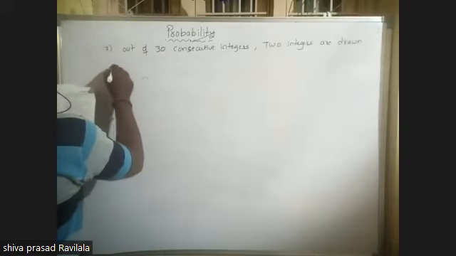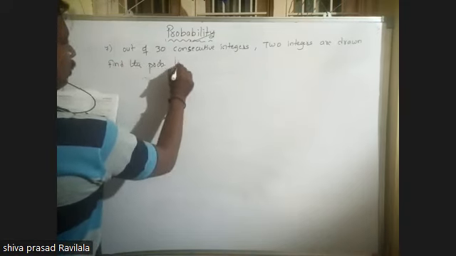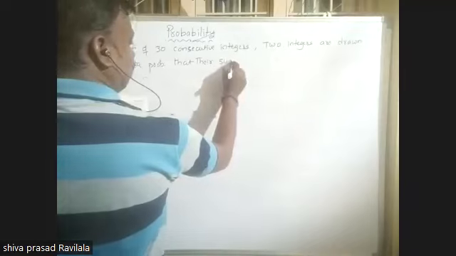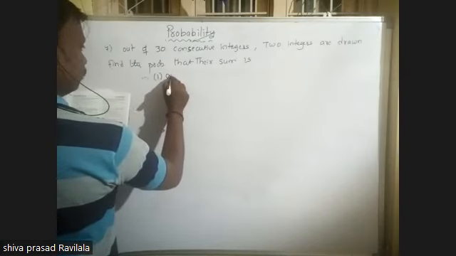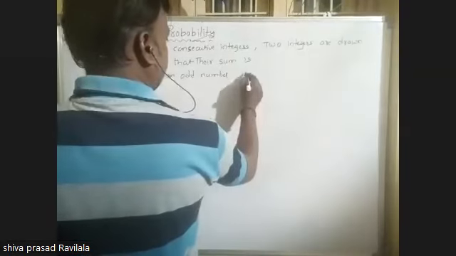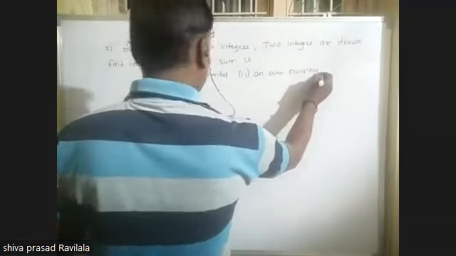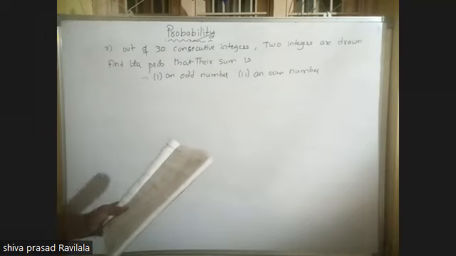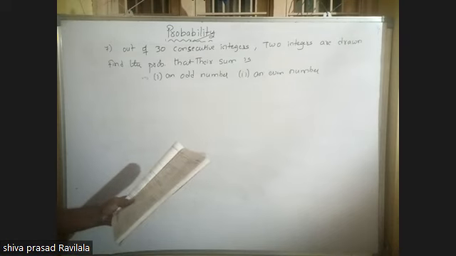Find the probability that their sum is, what is the first one? Sum will become an odd number, and second one, an even number. Out of 30 consecutive integers, 2 integers are drawn at random. Find the probability that their sum is an odd number in the first case and an even number in the second case.